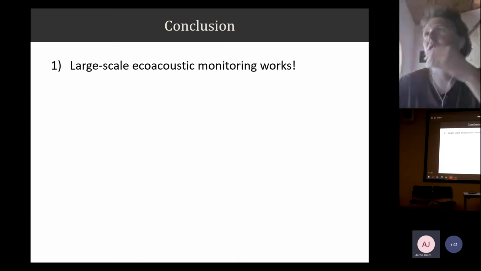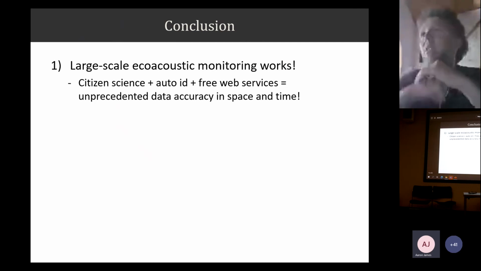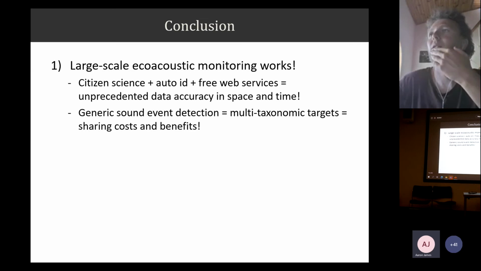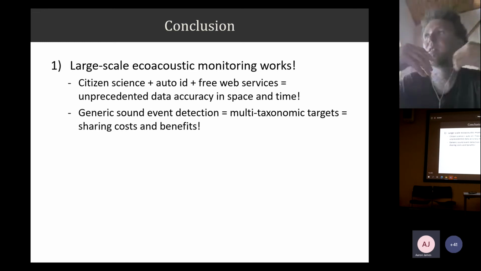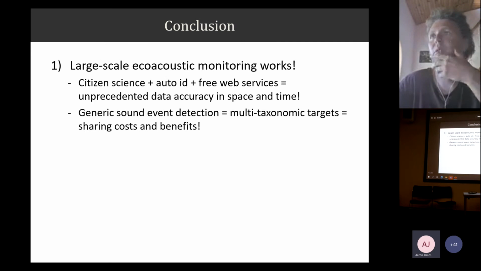So in conclusion, I think we can say that large-scale ecoacoustics can work, and the combination of thematic ID and citizen science, and providing this auto ID freely through a web service, is quite productive. Also, generic sound event detection, making it as generic as possible, makes you able to target quite a large diversity of taxa, so that allows us to share costs and benefits.